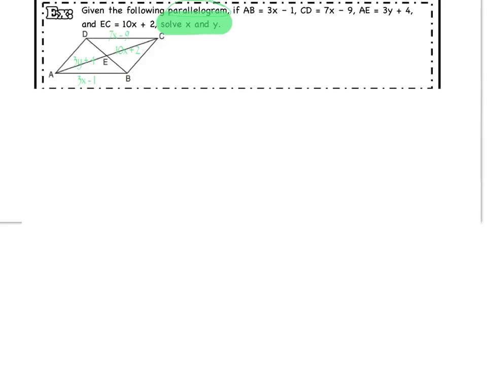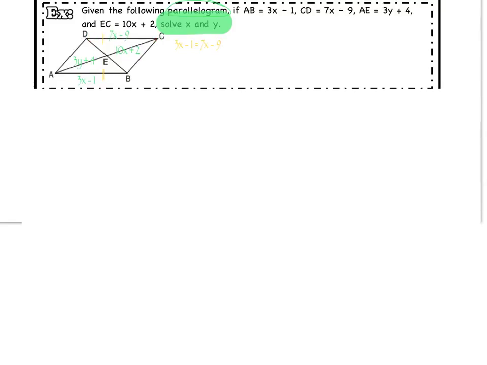So what do I know about the opposite sides of a parallelogram? Well, I know that both sets of opposite sides are congruent. So I can say that 7x minus 9 is going to be congruent to 3x minus 1. So what equation can I write? I can say that 3x minus 1 is equal to 7x minus 9 because those opposite sides are congruent.